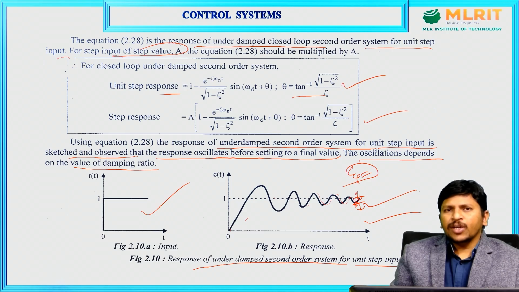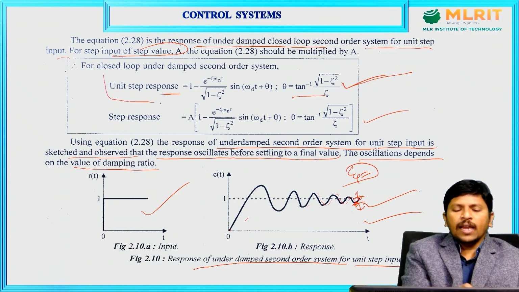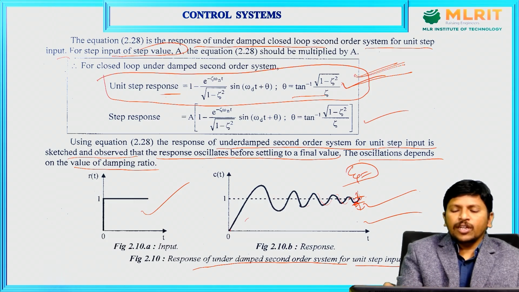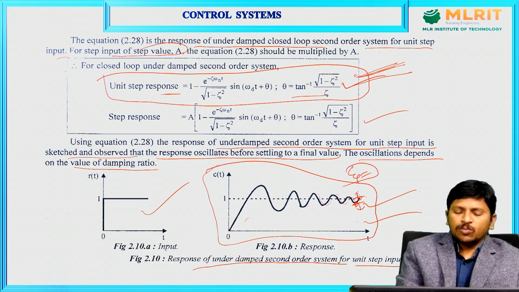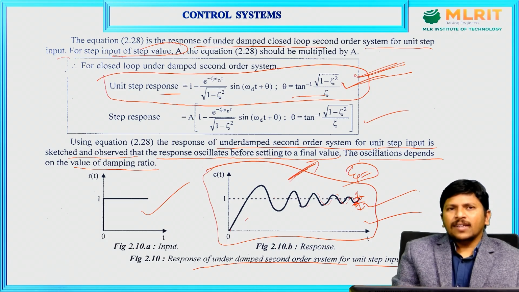This is a very important underdamped second order equation. By using this equation only, we are going to calculate the time domain specifications. So that's why it is very important, and you should remember this one also. By using this response or this graph, we are going to determine the time domain specifications, right? So this is about the transient or time response of the underdamped second order closed loop system for unit step input.